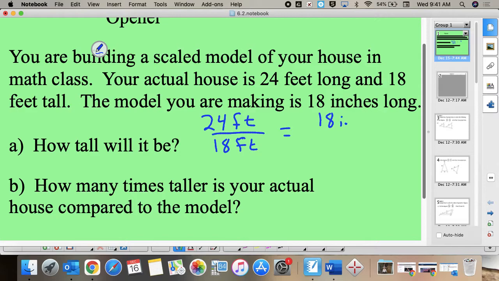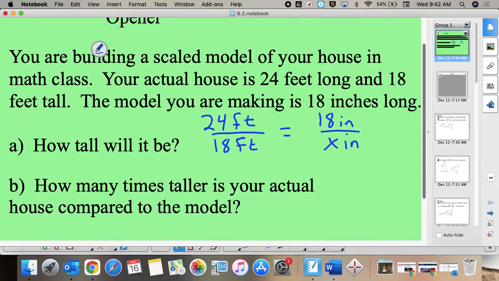18 inches long over X. When it comes to your units, as long as your units are consistent, you do not need to change it. If I compare feet to feet on the left, then I need to compare inches to inches on the right. And I do not need to convert.